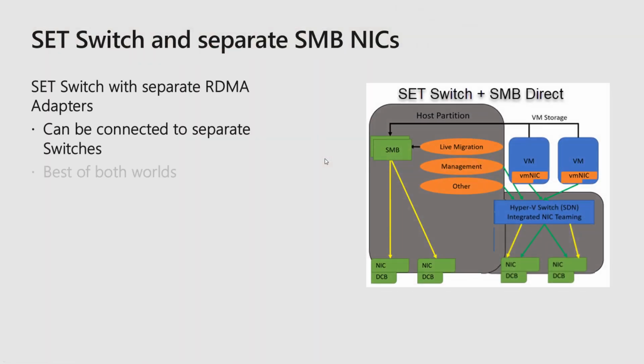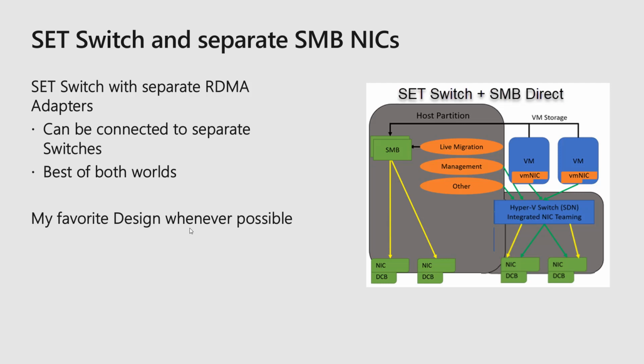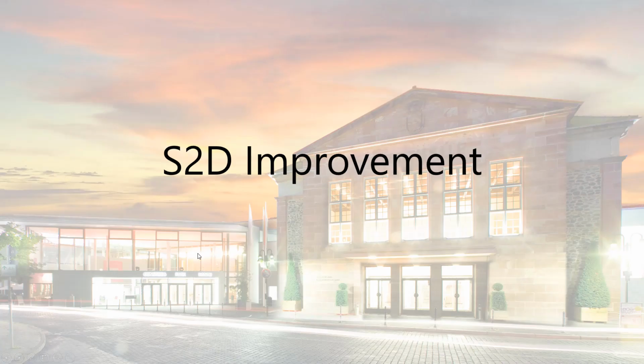So my favorite network design is to separate the storage traffic, the RDMA traffic, with two separate ports with separate switches. So we have 4 RDMA capable network cards in the host. We use 2 of them for our VM traffic and our management traffic to connect to the core infrastructure. And we have 2 separate SMB adapters with separate switches if possible, and use them for our SMB traffic.